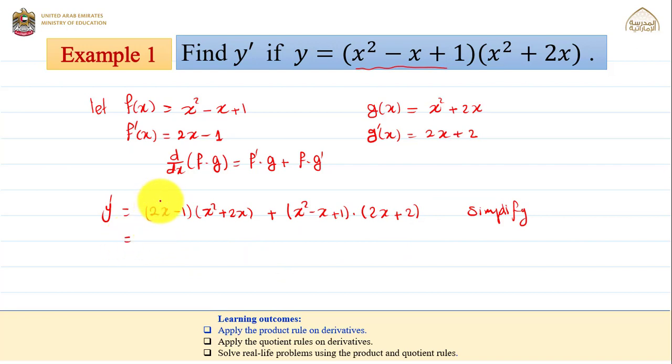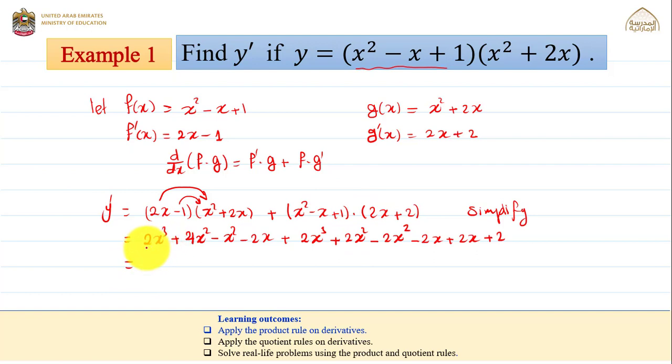You can use distributive properties. 2x times x to the power 2 equals 2x to the power 3, plus 2 times 2 equals 4x to the power 2. Minus, same way, negative x to the power 2, negative 2x, plus x to the power 2 times 2x equals 2x to the power 3, x to the power 2 times positive 2 equals positive 2x to the power 2, and so on.